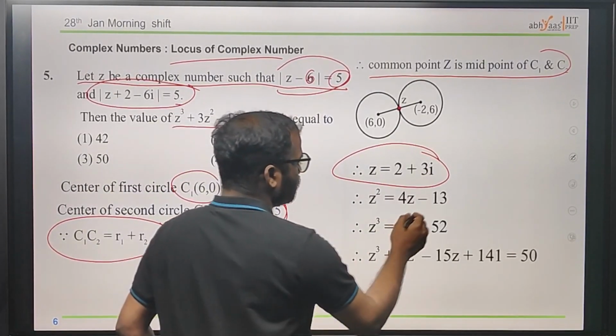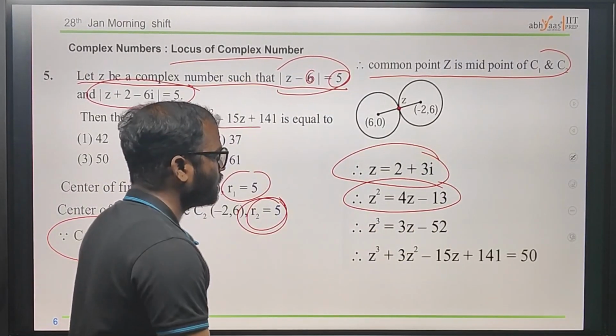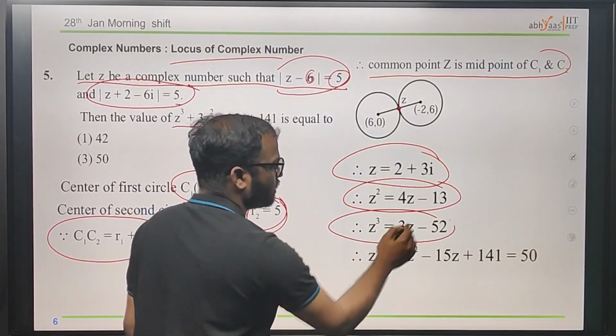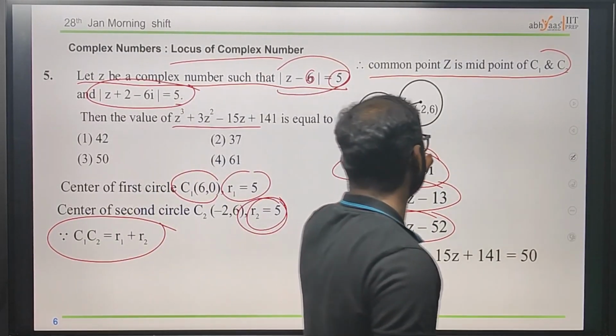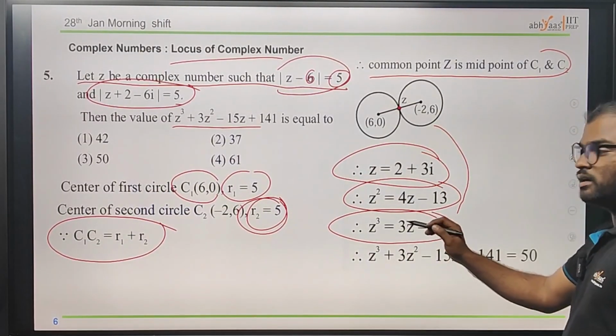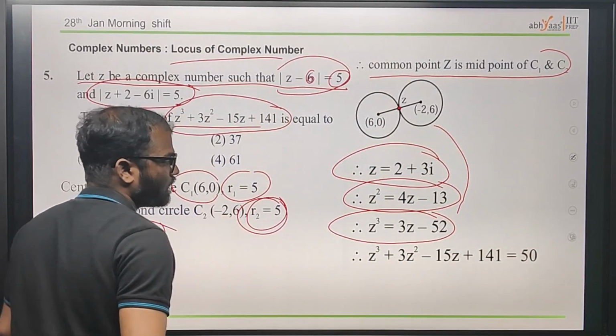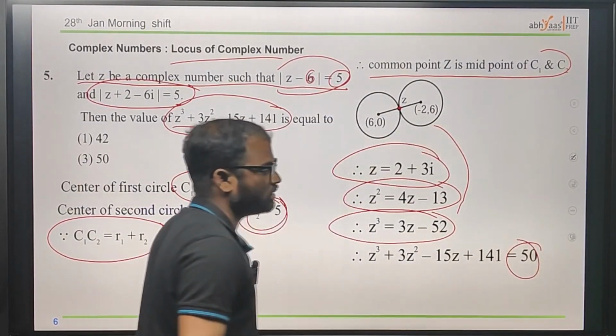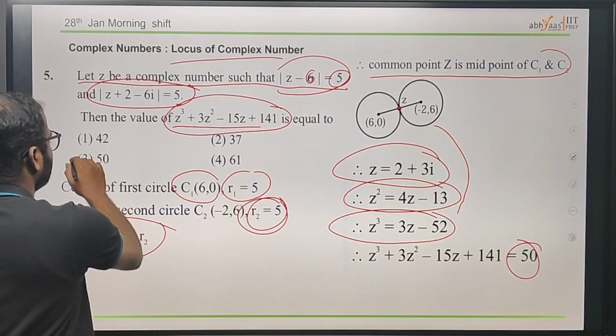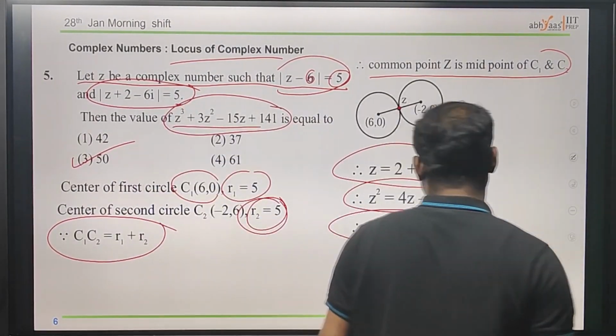And z square will be 4z minus 13, and z cube similarly we have 3z minus 5. By using this, we will get this. Now just substituting these values in this, we will get the answer as 50. That's how we got the answer, which is the third option. That's how we solve this one.